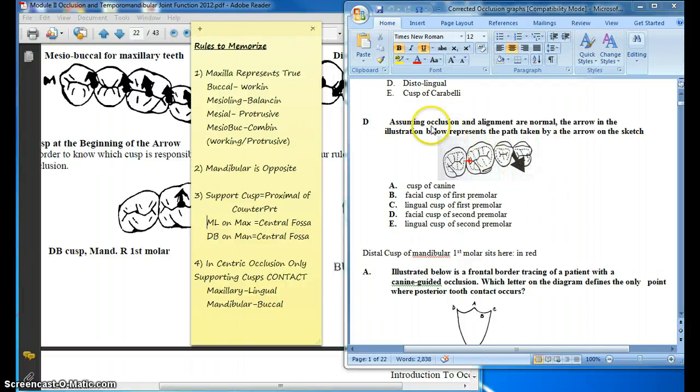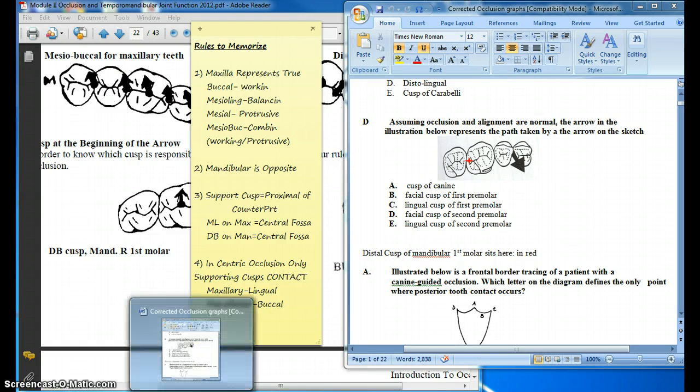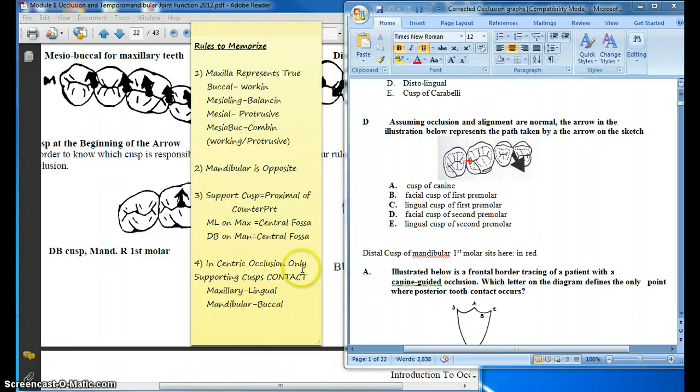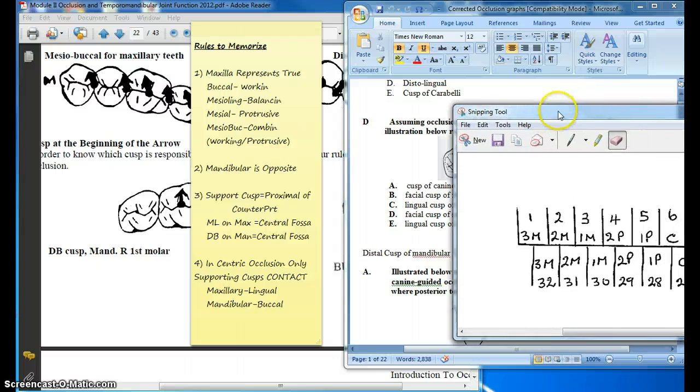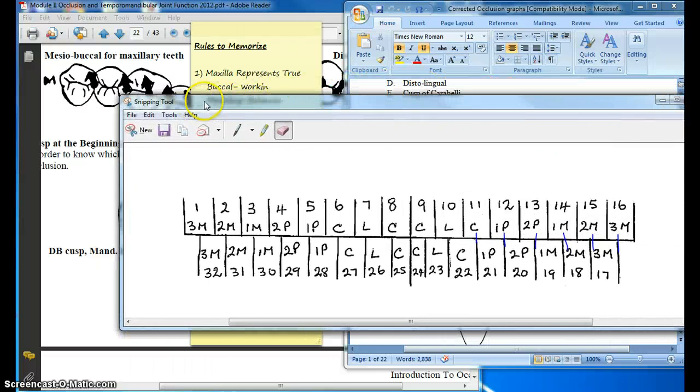This next question: assuming the occlusion and alignment are normal, the arrow in the illustration below represents the path taken by the arrow on the sketch. Whatever that means, we want to know what's going on here, and we just want to know what's going there. So for this question, I would definitely use my little drawing. So let's see if I can bring him back over nice and slowly.